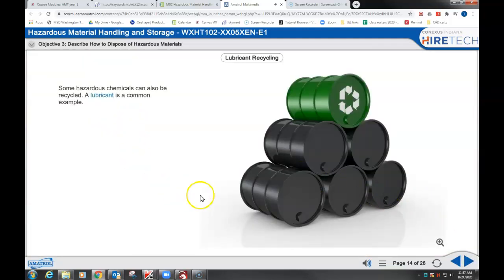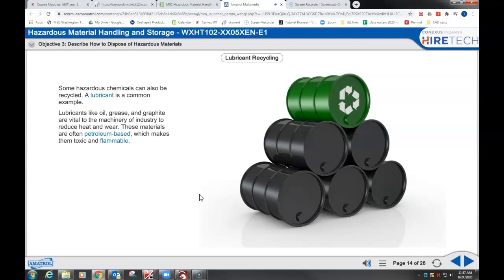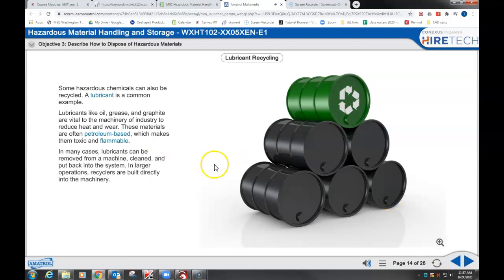Some hazardous chemicals can also be recycled. A lubricant is a common example. Lubricants like oil, grease, and graphite are vital to the machinery of industry to reduce heat and wear. These materials are often petroleum-based, which makes them toxic and flammable. In many cases, lubricants can be removed from a machine, cleaned, and put back into the system. In larger operations, recyclers are built directly into the machinery.